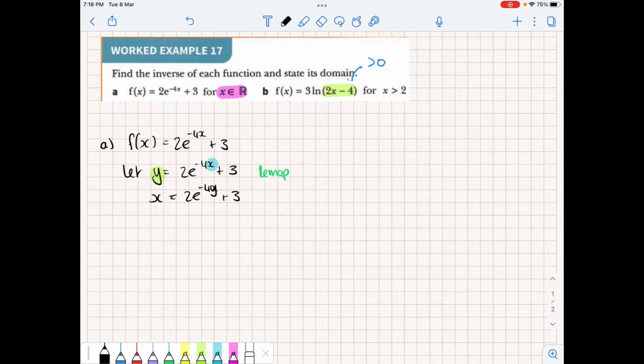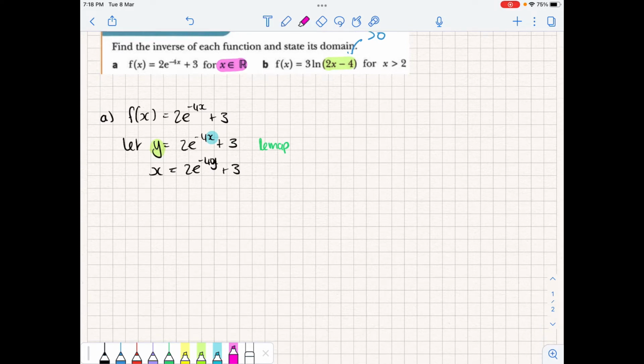Now from here, we need to resolve for y. At the moment y is stuck up here as an exponent, and the only way to get it down is we're going to have to change to a logarithmic function at some point. But we need to isolate everything else on the other side. So I can isolate my base e to the minus 4y over here, and everything else, x minus 3 over 2, can go to the other side.